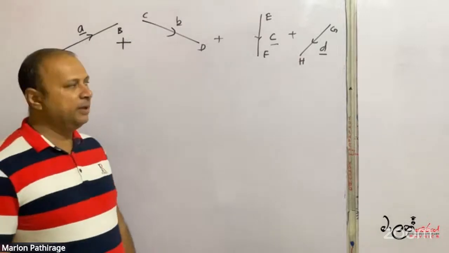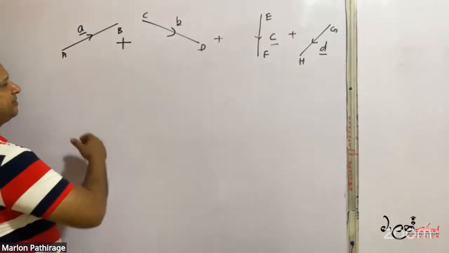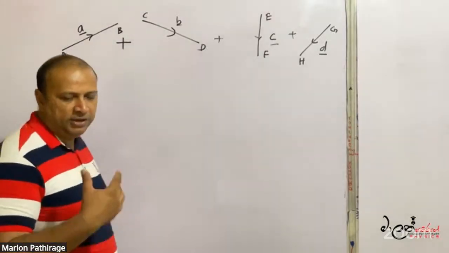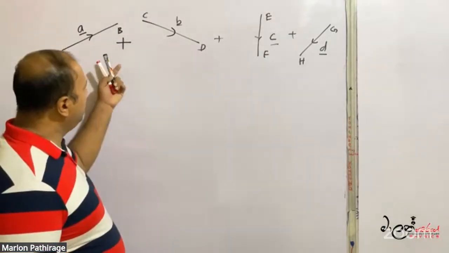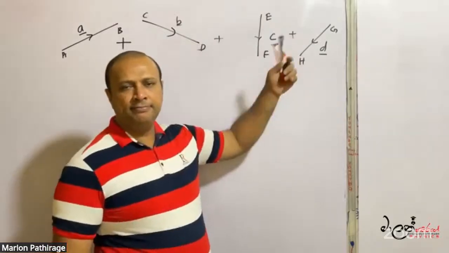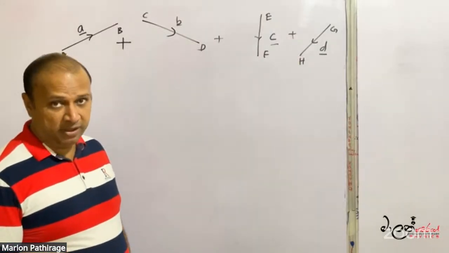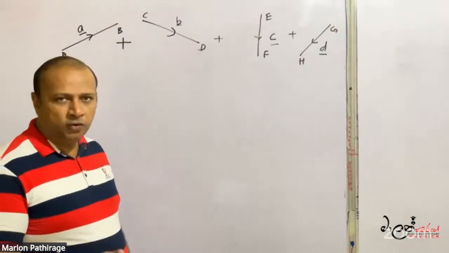Okay, but now you are given this kind of vector system. So how to take the resultant first? You have to add them. You have to take the vector addition of them. So how to take the vector addition?